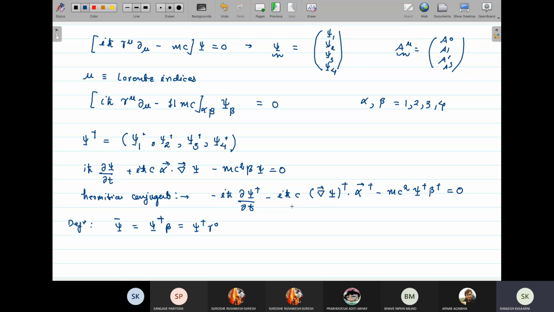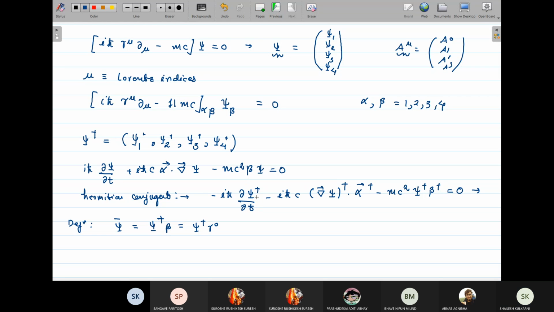I will define this quantity, and I will write this expression in terms of psi bar. So this is your conjugate equation. You can use the Hermitian property of betas and alpha. So this will be beta, psi dagger beta, this will be gradient of psi dagger alpha, and this will be psi dagger.